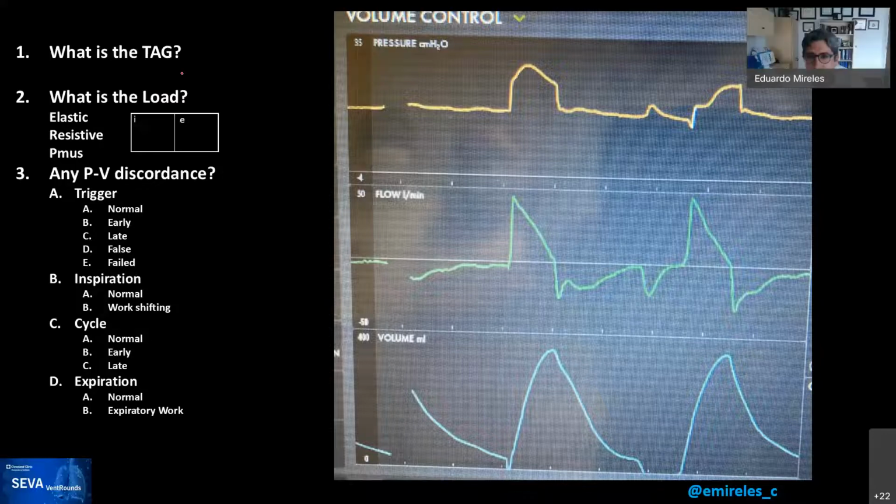Let's give the audience just 30 seconds to look at it. Try to answer it yourself. Come to terms on what is going on with this patient. What is the tag? What is the load? And then what's the patient-ventilator discordance that is occurring here?